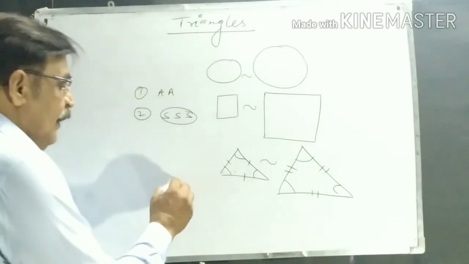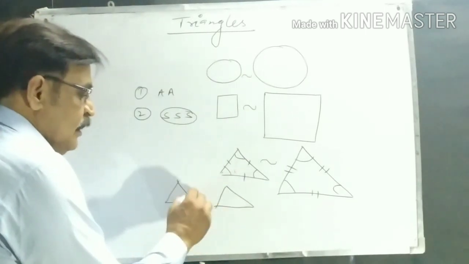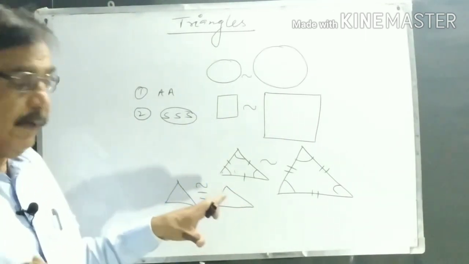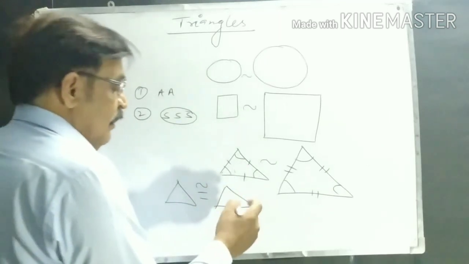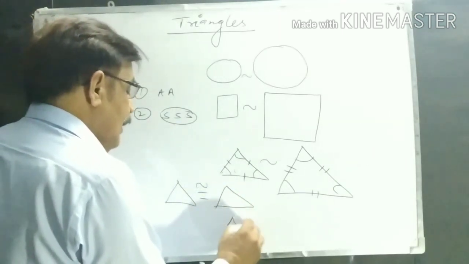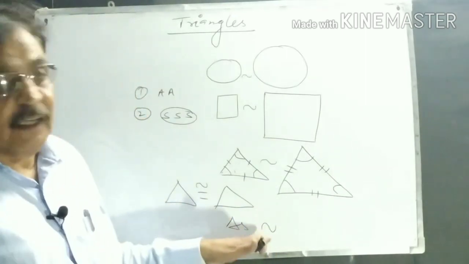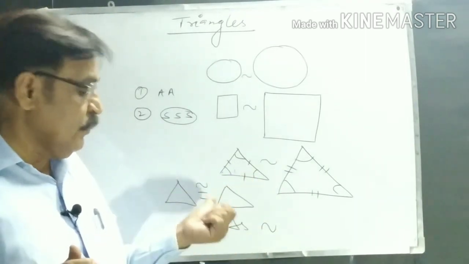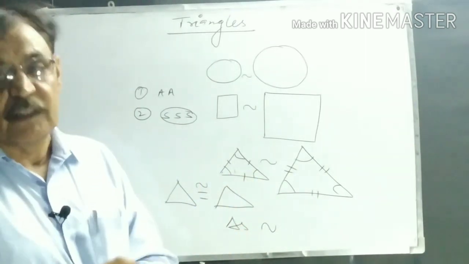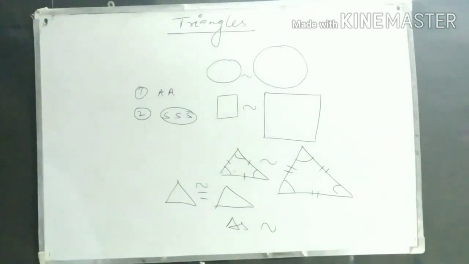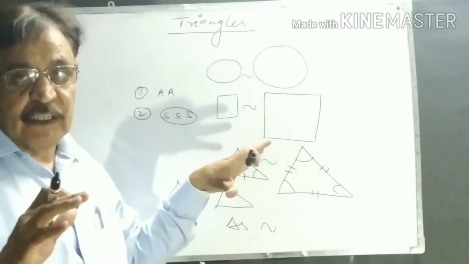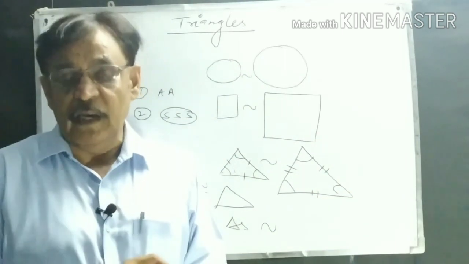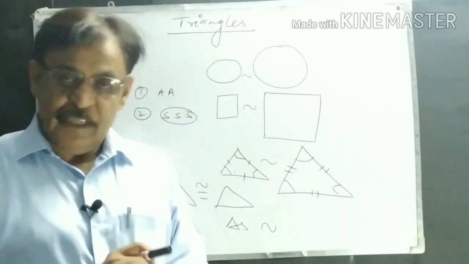See, two figures are congruent. They are similar, no doubt, but it is not always necessary that if triangles are similar, then these triangles will be congruent. May or may not be. So this is the situation of similarity, and further we shall do in the next video. We are going to discuss some theorems based on the concept of congruency and similarity as well.